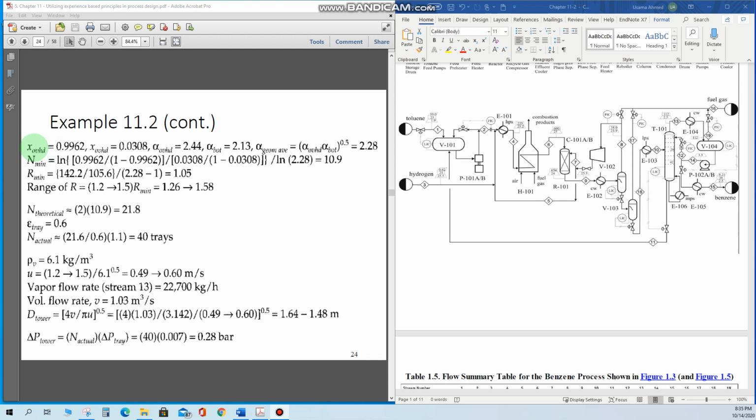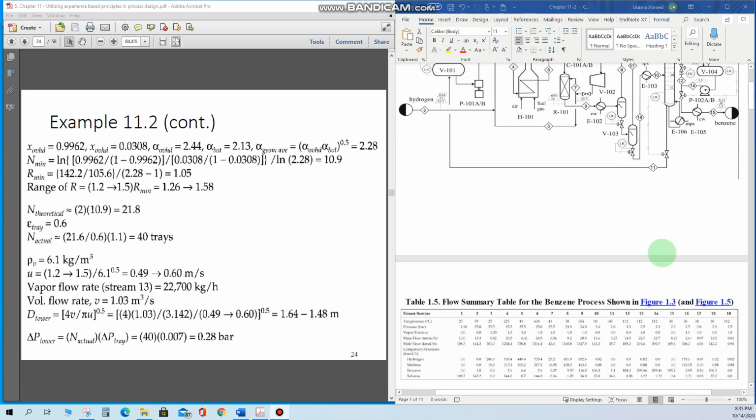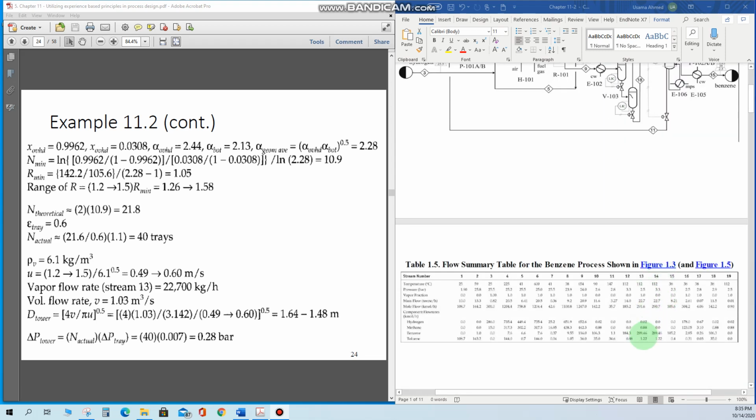Now, to get the value for x for the overhead, how can you do this calculation? You have to consider stream number 13 in this column, and then see what the benzene is in this stream and what the total flow rate of the stream is. So for stream number 13, you can take the ratio benzene 289 divided by 291. So you would get the value for the benzene in the overhead stream.